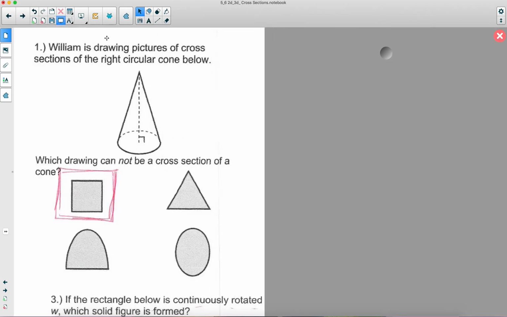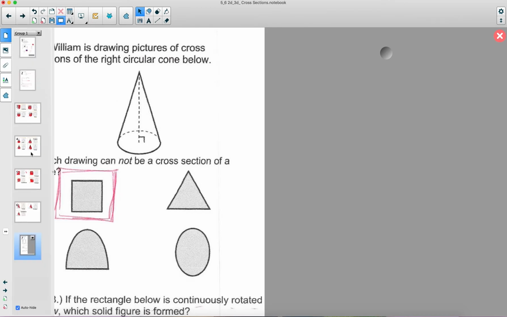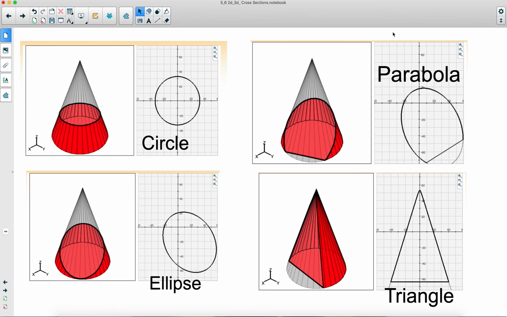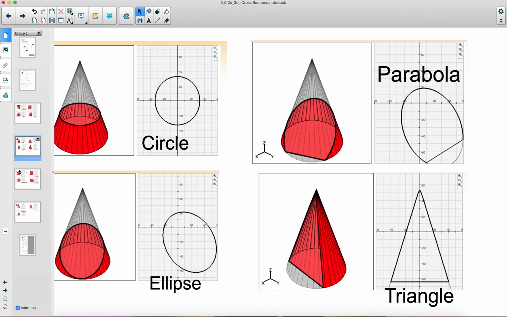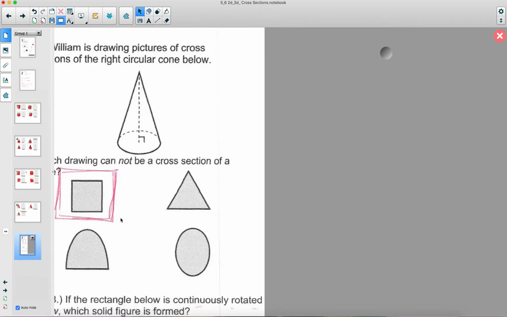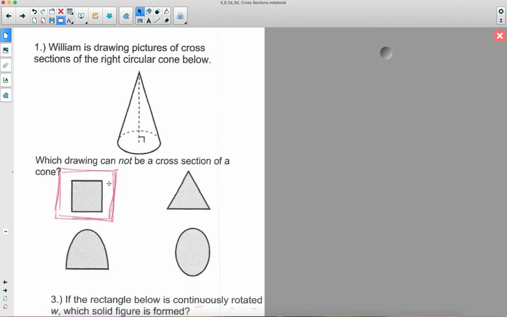For the first one, it says, William is drawing pictures of cross sections of the right circular cone below. Which drawing cannot be a cross section of a cone? So here you have them. We have a parabola, triangle, ellipse, and square. If you're uncertain, you could always go right back to this and see what we don't have here. We don't have a square. We don't have any quadrilateral. So we know that for that choice, the square, is not a cross section.